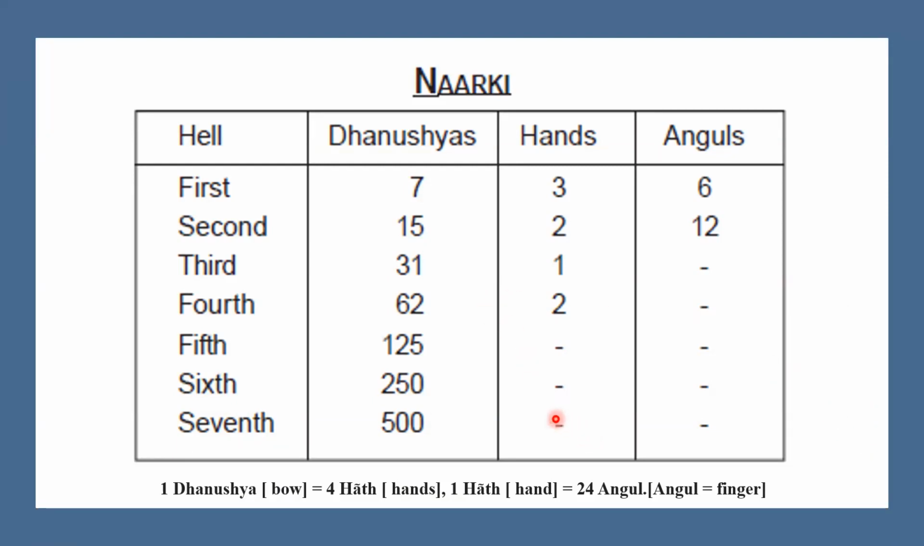So the Jeevs, as you go down from the first to the 7th Narak, the height keeps on increasing. In the first Narak, the height of the Jeevs is 7 Dhanushya, 3 hands and 6 Anguls. In the second Narak, it increases to 15 Dhanushya, 2 hands and 12 Anguls. As you go down, in the 6th Narak you have 250 Dhanushya, and in the 7th Narak you have 500 Dhanushya. The reason the height increases is that the more the height, the more the body, the more the pain. So that is why the height keeps on increasing as you go down to the 7th Narak.